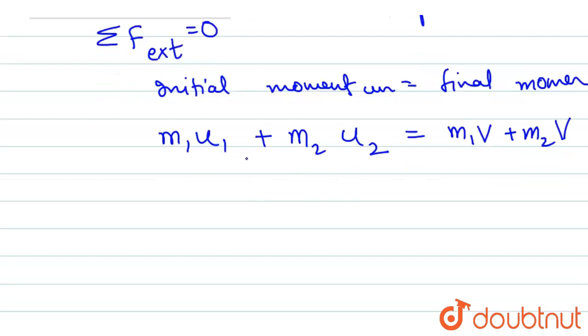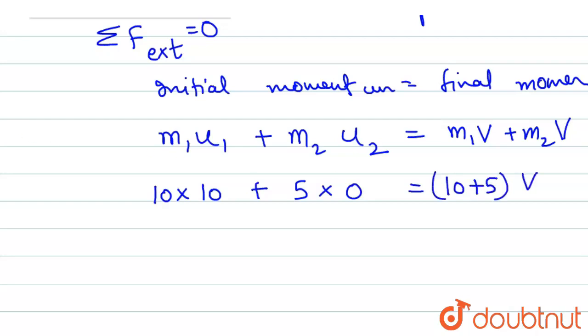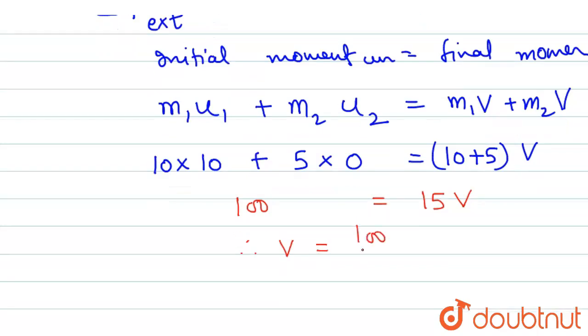So over here we can put the values as 10 multiplied by 10 plus 5 multiplied by 0 equal to 10 plus 5, and we can take v common. Hence on the left side we get 100 and on the right side we get 15v. So therefore v, that is the final common velocity of the system which is stuck to each other, is 100 divided by 15. So it is 20 by 3 meter per second. This is the final answer.